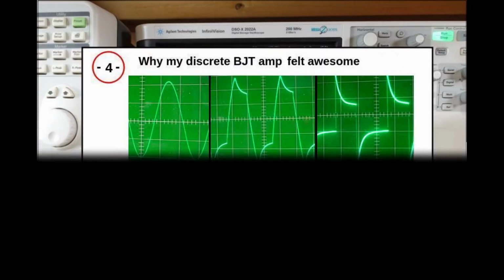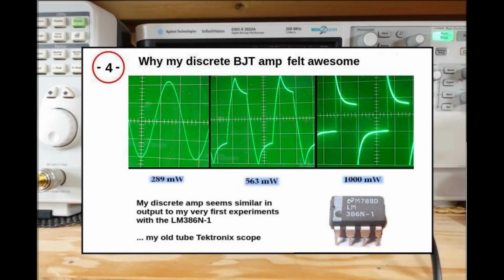Digging through some old files, I found my very first LM386 experiments from 35 years ago. Back then, I was using my old tube Tektronix scope with the beautiful CRT display. And I was looking at the LM386-1, and if you look at my results then, I actually replicated them. So compared to an LM386N-1, my home-built discrete transistor LM386 clone, it doesn't quite suck as bad as I thought.